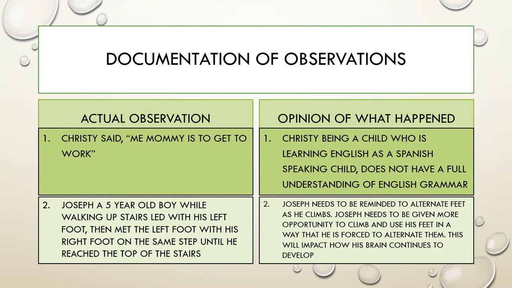We need to be very careful of how we present our observations and assessments to other professionals and the families of our children. In the first observation here of Christy, you can see that what is documented as the actual observation does not include any opinion statements. The observer's opinions are written separately. Then again, in the observation of Joseph, you can see the same strategy. No opinions are written in the actual observation. Then the opinions are written separately.